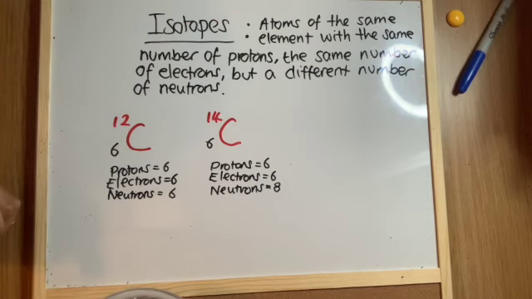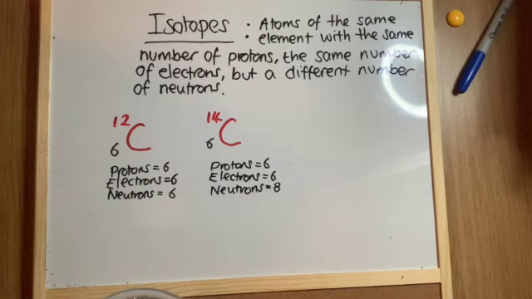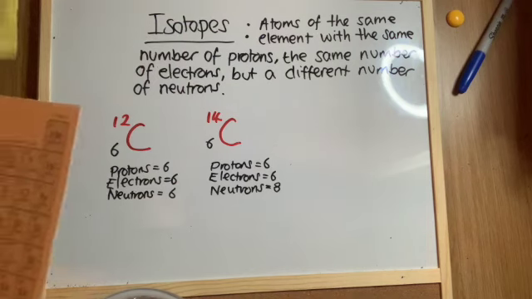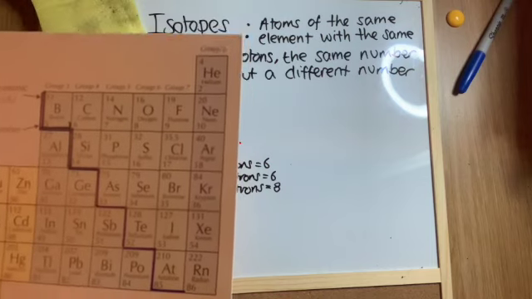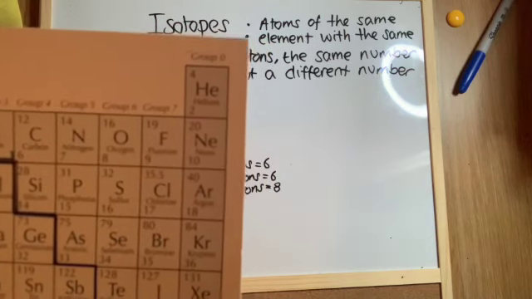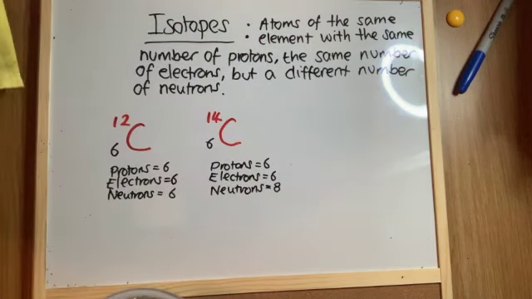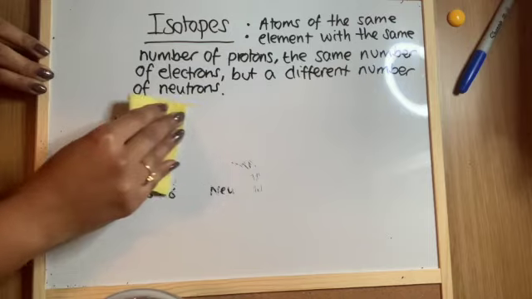Now, sometimes we may have to do a calculation with isotopes to work out the relative atomic mass. When you look at a periodic table, there's usually one element that sticks out a little bit, which is chlorine. If we look here, we can see that the relative atomic mass has a 0.5 in it. And you might be wondering, well, why? How can you have a 0.5? This is to do with isotopes. So we'll consider now chlorine.